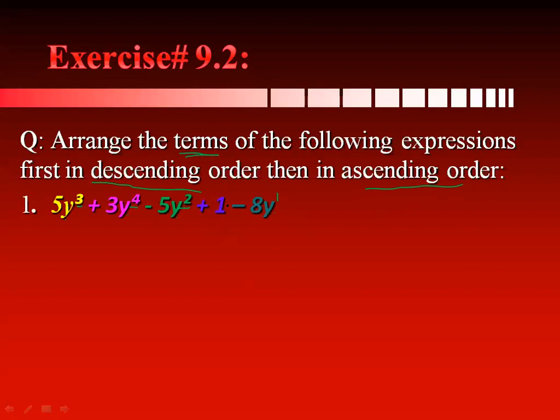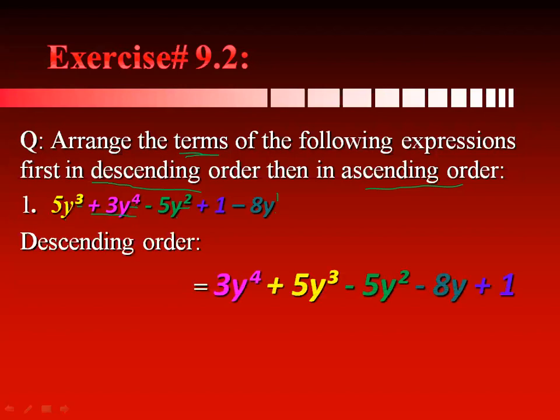Now you have to arrange it in descending order first. So you will write the descending order first here. But what will you take first? The greater power. Here the greatest power is 4. So you will write it like this: plus 3y, no need to write the plus here, so you will write 3y to the power 4. The next greater power is 3. But here we have the sign plus, so you will simply write plus 5y cubed.